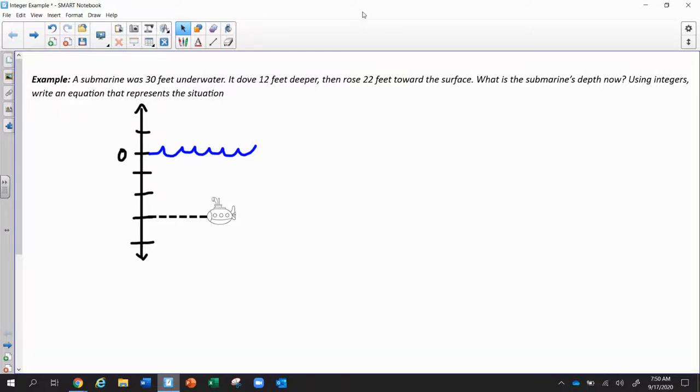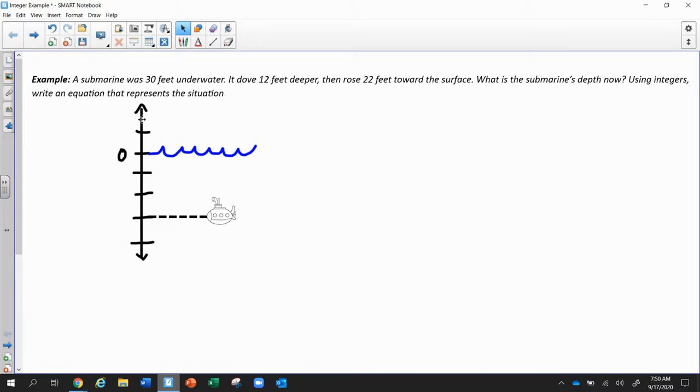I'm going over one of the examples that is on your sheet today that we're going to be working on. And we're using integers to be writing expressions. So here's the example. It says a submarine was 30 feet underwater. It dove 12 feet deeper, then rose 22 feet towards the surface. What is the submarine's depth now? Using integers, write an equation that represents the situation.